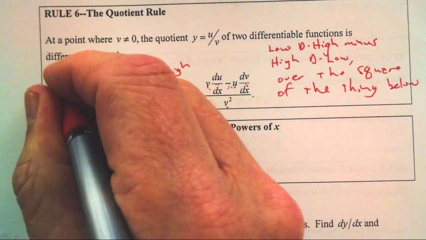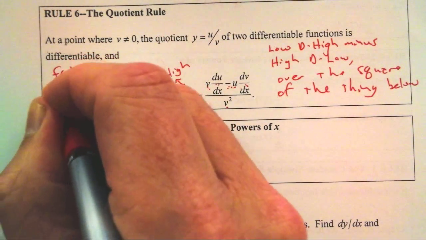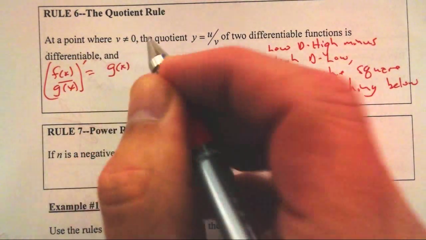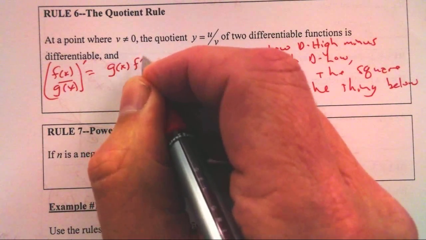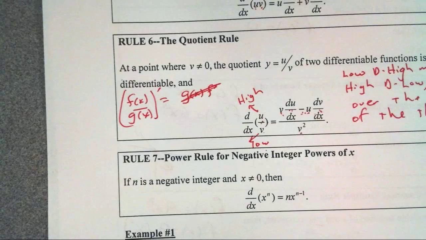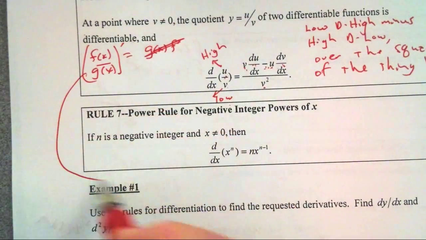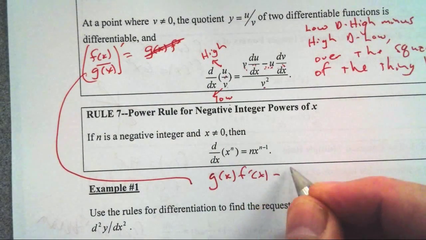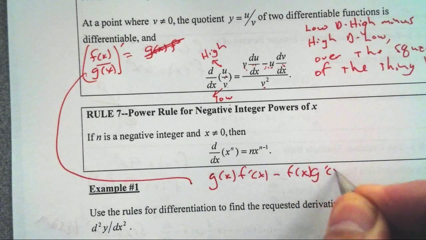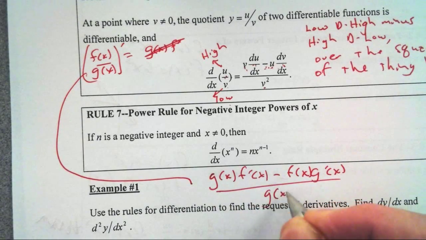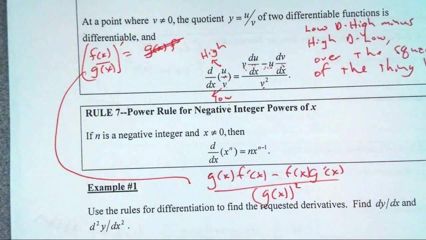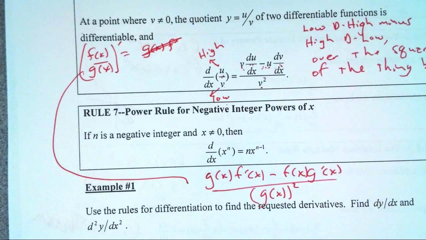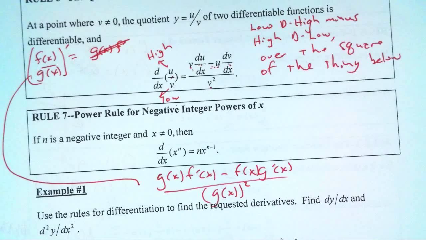This would be the same as saying if I had f of x on g of x and I was finding its derivative, that would be low, well, I'm going to run out of room here, d high, that's bad, running out of room, where am I going to put it? I'm going to transport this guy down to here. Low d high minus high d low over the square of the thing below. That's the notation you might be more comfortable with than this. All means the same thing. Low d high minus high d low over the square of the thing below. That's how we want to handle this.